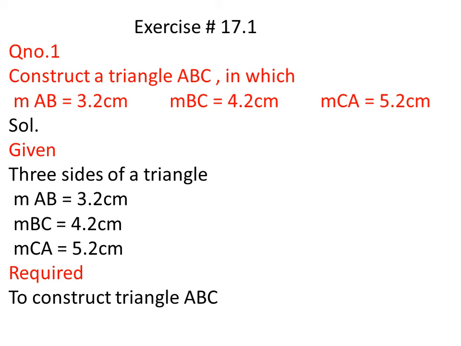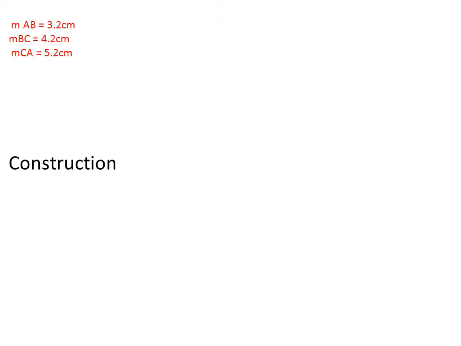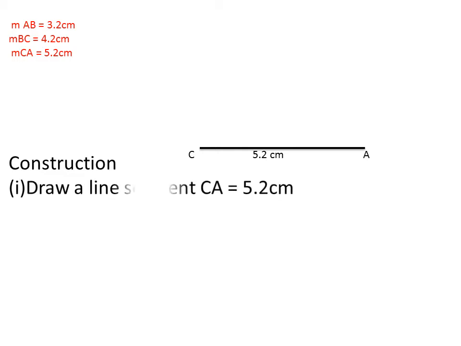सबसे पहले हम longest side को draw करेंगे, which is CA equal to 5.2 cm. Draw a line segment CA which is equal to 5.2 cm. You can draw this line segment by using a scale. Now you have to take a compass.